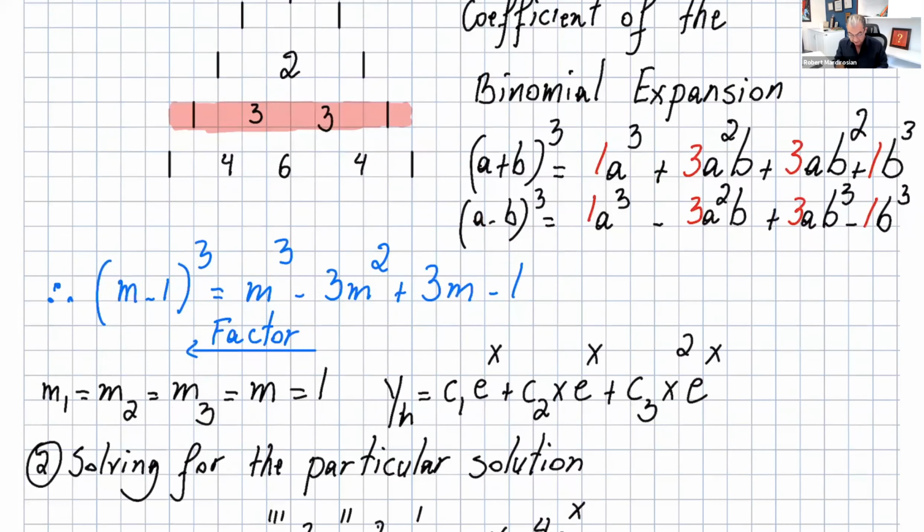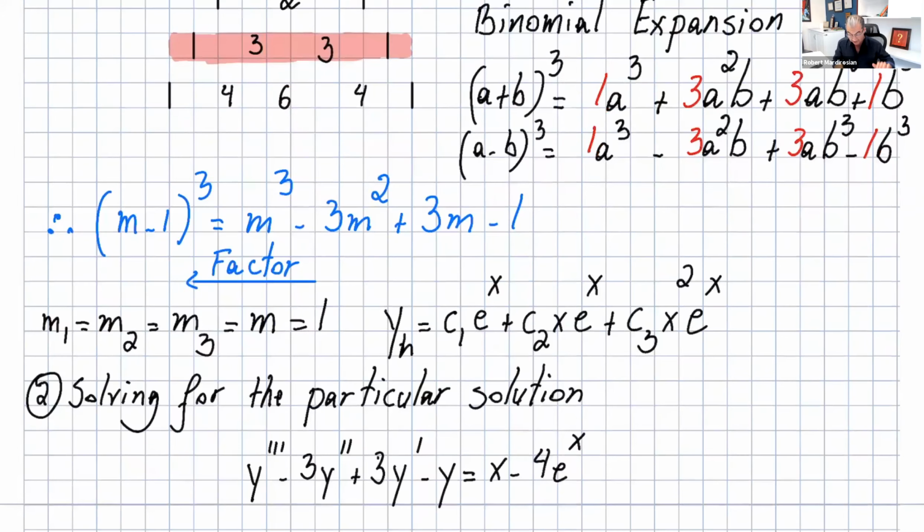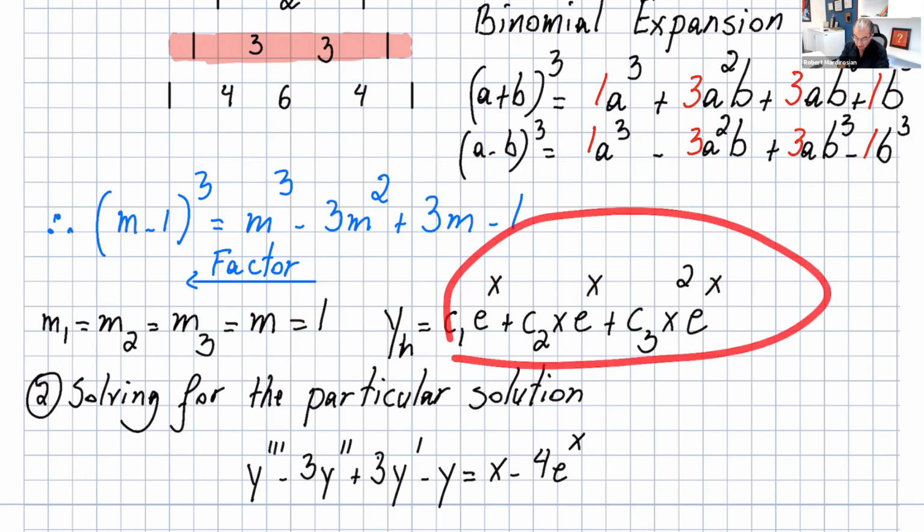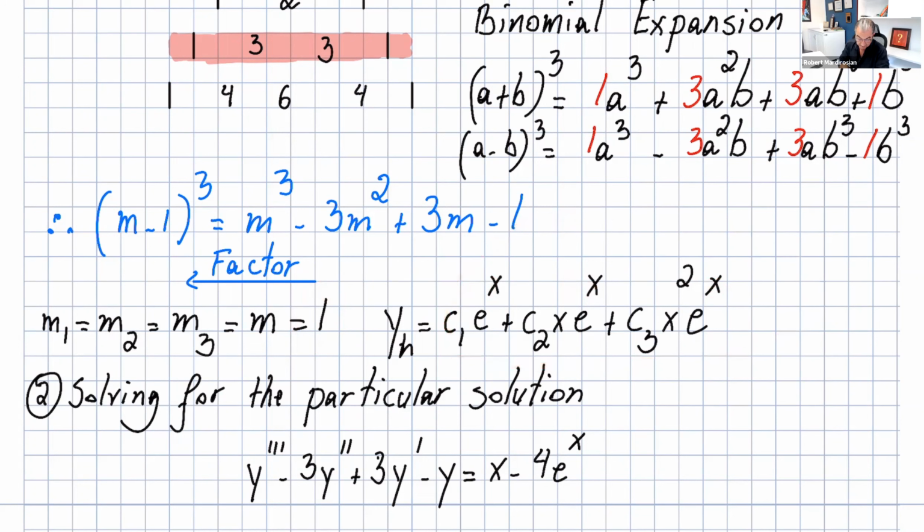The way you write the solution, and again, review the lecture or the notes on the homogeneous solution, is c1 e to the x, plus c2 x e to the x, plus c3 x squared e to the x. Why e to the x? Because m is 1. And you have to write all 3 of them because it's a third-degree equation. We have 3 repeated roots; it's 1 root, but it's repeated.